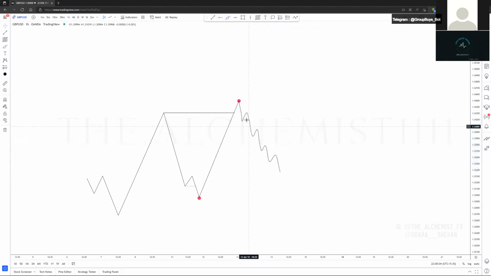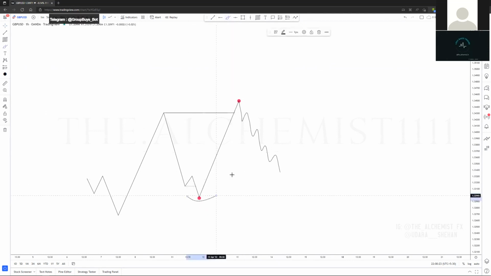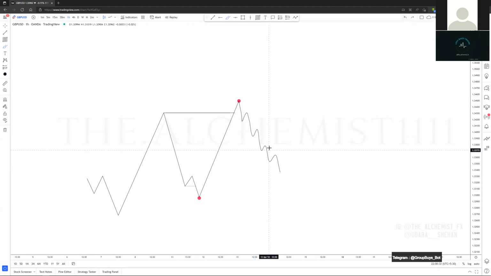So what is the reason for the retracement? Now you know the first reason, that is to get into a discounted price. And the most important reason is to take out the internal range liquidity, which means the liquidity that is resting inside of this trading range. The liquidity that is resting inside of this trading range is what we call the internal range liquidity.